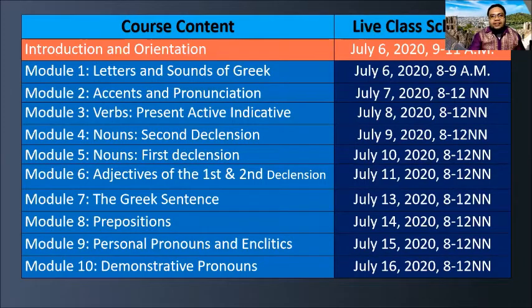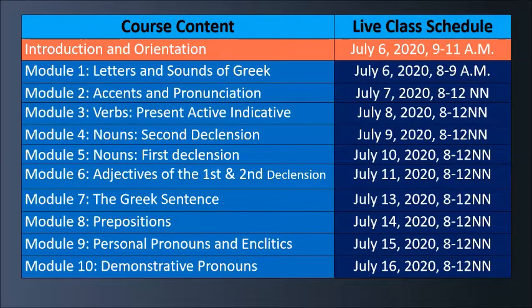So what is the course content and our schedule? As you can see here, today is our introduction and orientation. That is until 11. Hopefully we can finish earlier. And of course, earlier today, or even last week, you have opened the letters and sounds of Greek. So that is our lesson for today. It is an advanced lesson for you to be able to practice writing and reading the language. And of course, module 2 will be tomorrow.